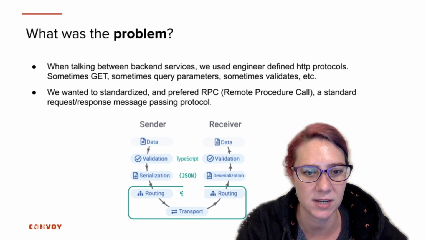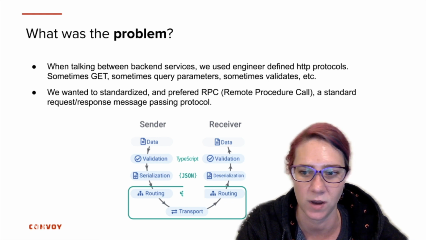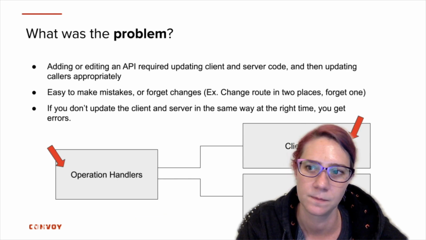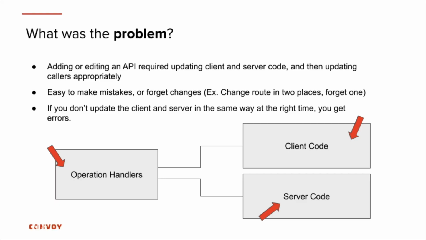You can see how it works here, using TypeScript as the validation layer and JSON to send it over the wire. Because of the different approaches in communication, our client and server code was fairly hand-rolled. Updating or editing an API required you to update this code, as well as any callers. Unfortunately, that meant it was easy to make mistakes or forget changes.